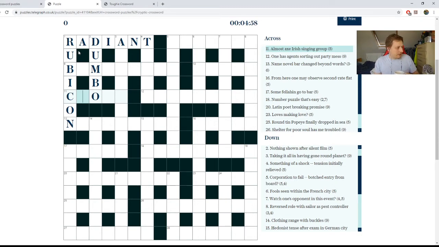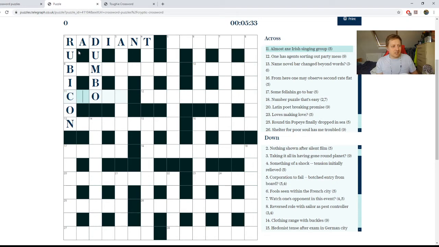You idiot. 11 across. Almost axe Irish singing group. Almost axe Irish singing group. Well, I've got an answer, but it can't be that. Can it? I've got an answer, but I don't get the wordplay at the moment. What do you think it is? Let me know. I think it's Cause, because they're an Irish singing group. But I couldn't tell you more than that.